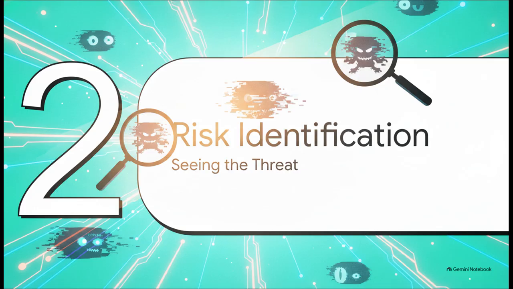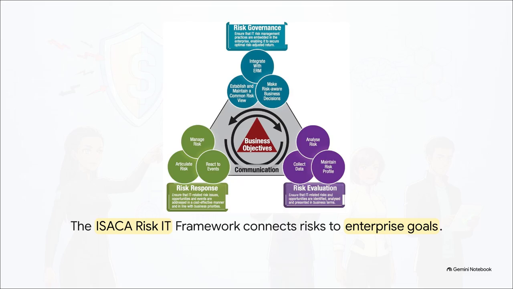Moving right along to step 1, risk identification, seeing the threat. Now, what's really interesting about the ISACA Risk IT framework is how it frames this whole challenge. Notice how it connects everything straight back to the center, business objectives, because risk identification doesn't just happen in a vacuum. Under risk evaluation there, we collect data and analyze risk, sure, but it feeds directly into risk governance at the top and risk response on the left. It essentially proves that identifying a threat is fundamentally tied to broader enterprise strategy. You identify risks specifically so you can enable the business to safely reach its goals.